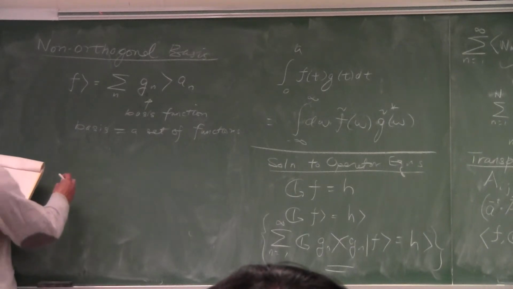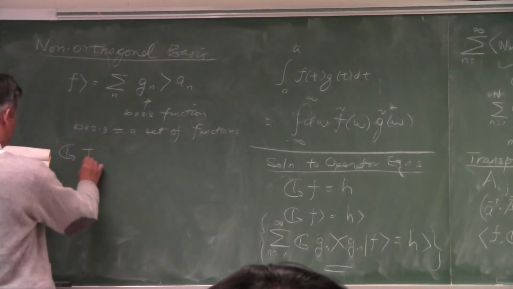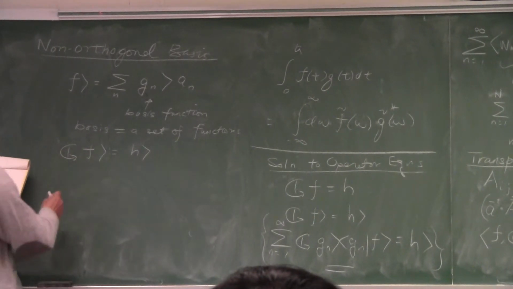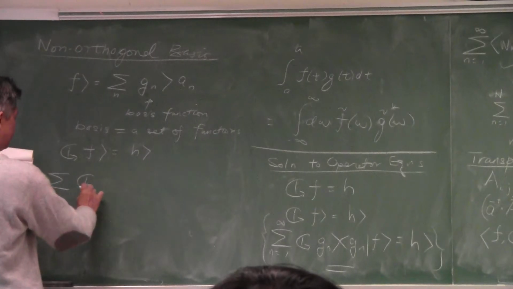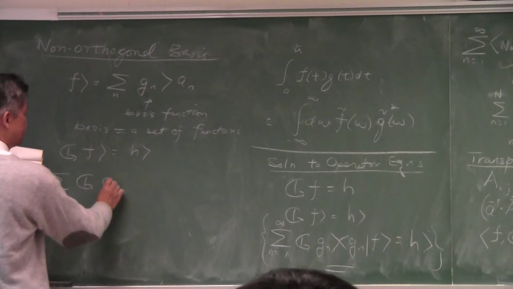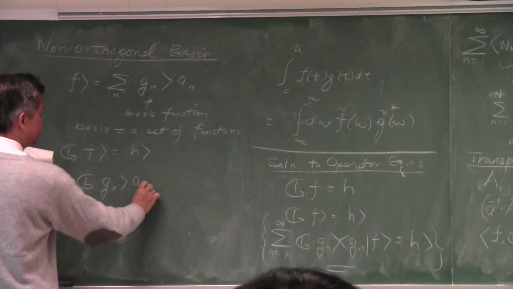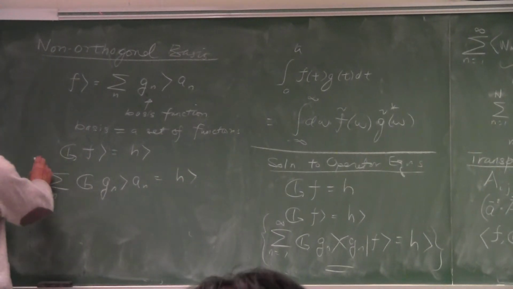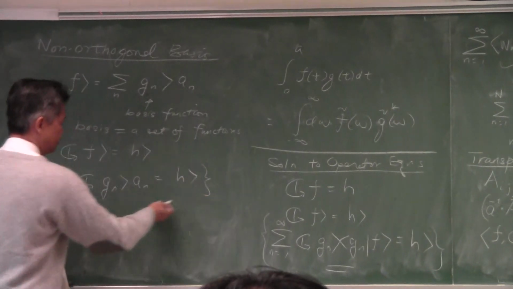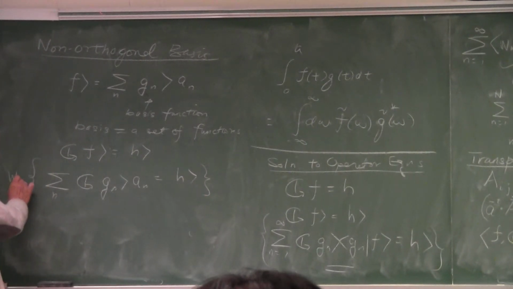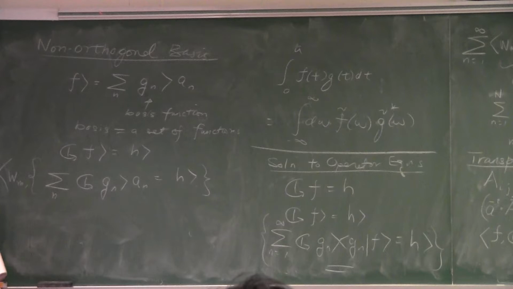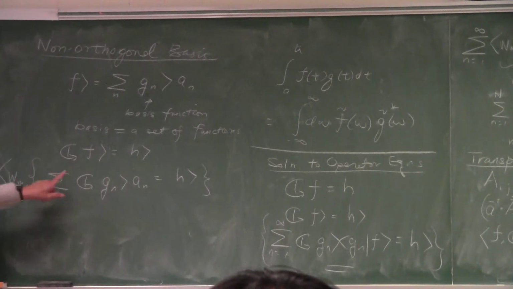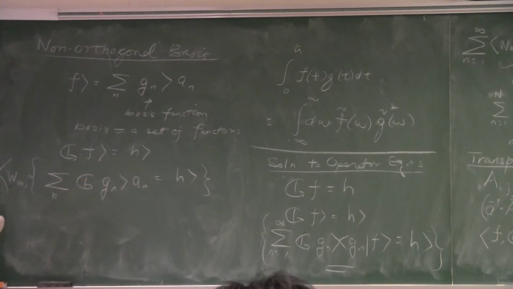So then if we plug this into the operator equation, what we should get is this operator operating on g sub n, a sub n, is equal to h. And we do the same thing. We find the dual space of this operator equation and test with W sub m, making sure that W sub m is in the dual space of this equation.